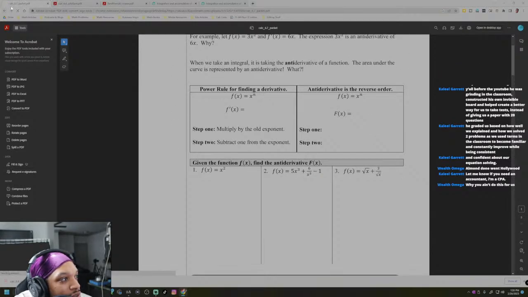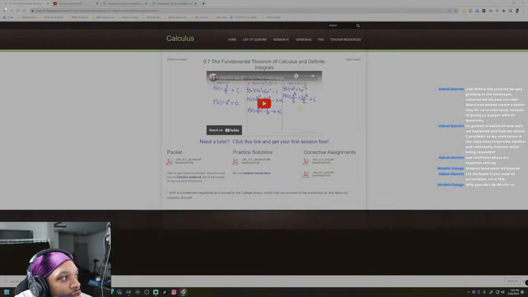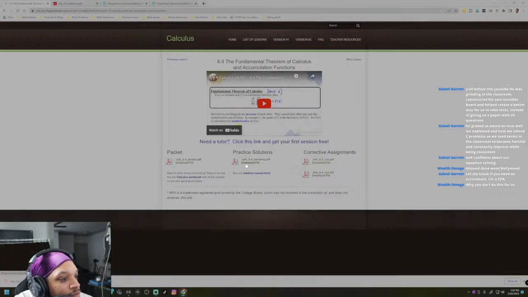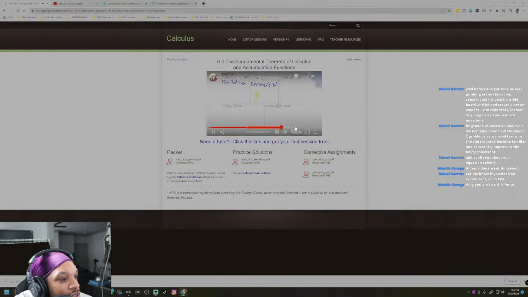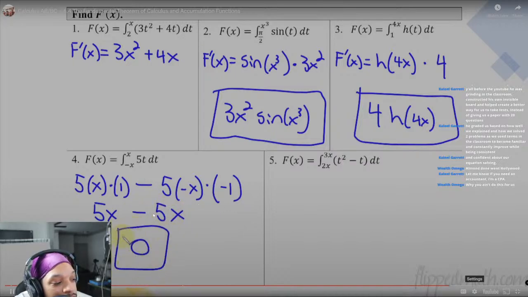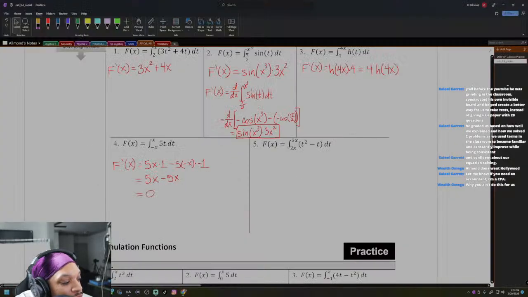Is it in the video? Antiderivative. And then if we wanted, we could put how much of what you just plugged. And now we simplify. This becomes 5x. A minus and a minus is positive, but then another minus, so negative, negative, negative. That's going to give you a negative 5x. And then that simplifies down to 0. Okay, bet. But at least we got it right, though.